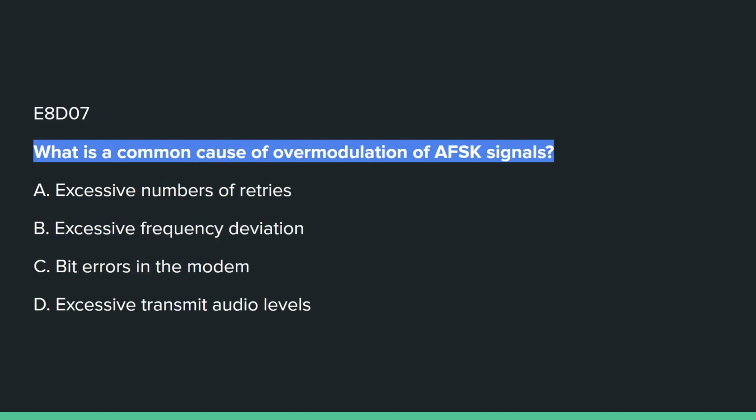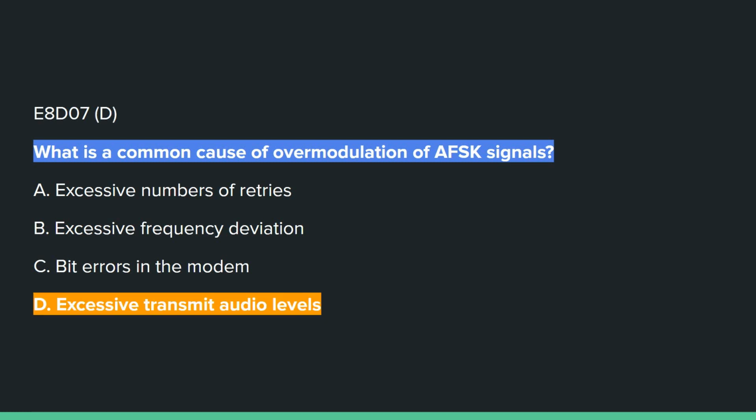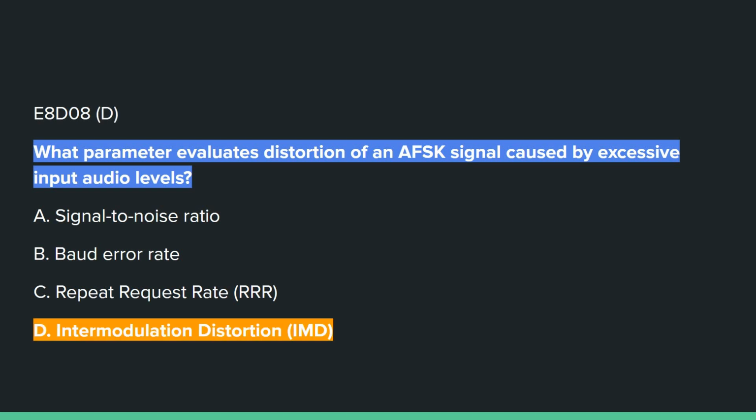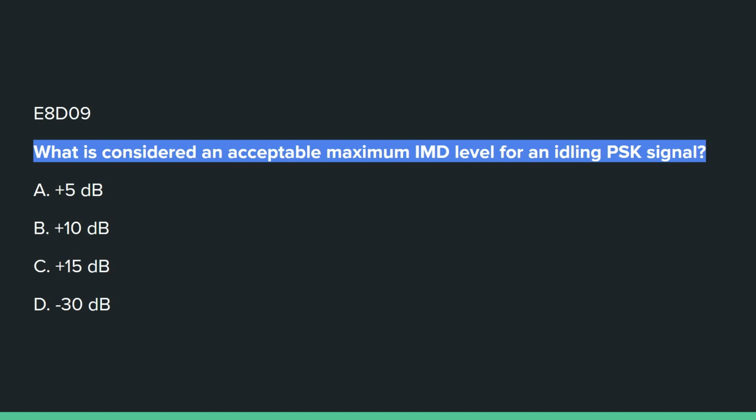E8D07, what is the common cause of overmodulation of AFSK signals? D, excessive transmit audio levels. E8D08, what parameter is affected by distortion of an AFSK signal caused by excessive input audio levels? D, intermodulation distortion. E8D09, what is considered an acceptable maximum IMD level for an idling PSK signal? That's D, negative 30 dB.